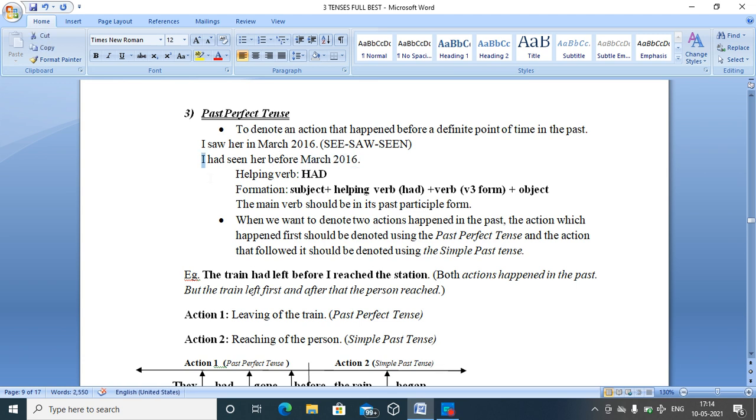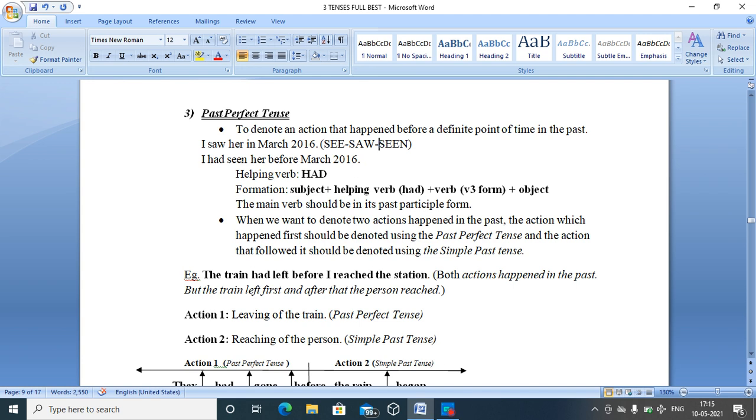So you opt the subject, you opt the helping verb, which is had for every subject, because only one helping verb is available. Now you opt for the V3 form of the verb, which in the case of see is going to be seen. V1, V2, V3, which we have to be thorough about. Only then we can choose. So: I had seen her before March 2016.